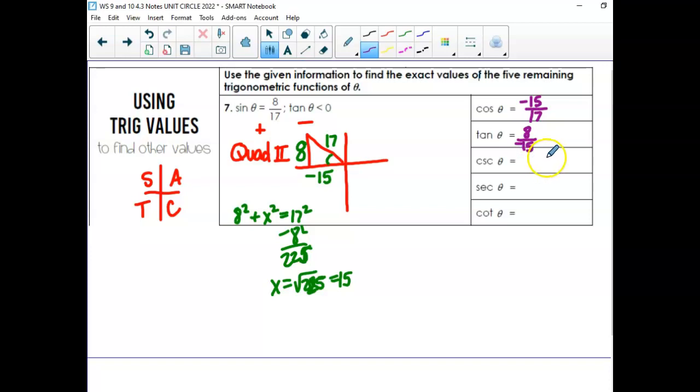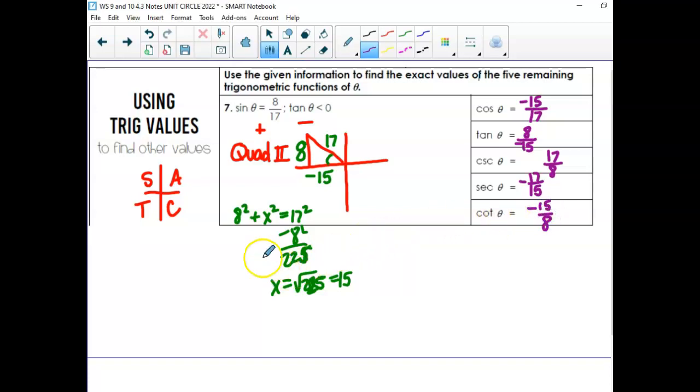Cosecant is just the flip of sine. That one was given to us, so it would be 17/8. Secant is the flip of cosine, so it would be negative 17/15. Wherever you want to put the negative is fine. And cotangent would be negative 15/8.